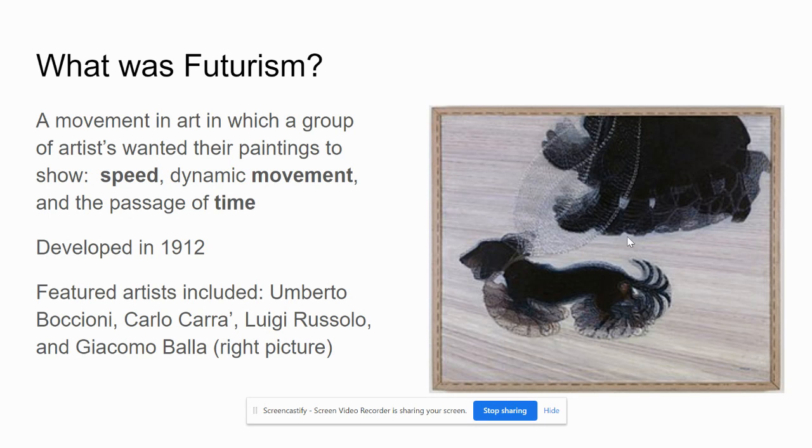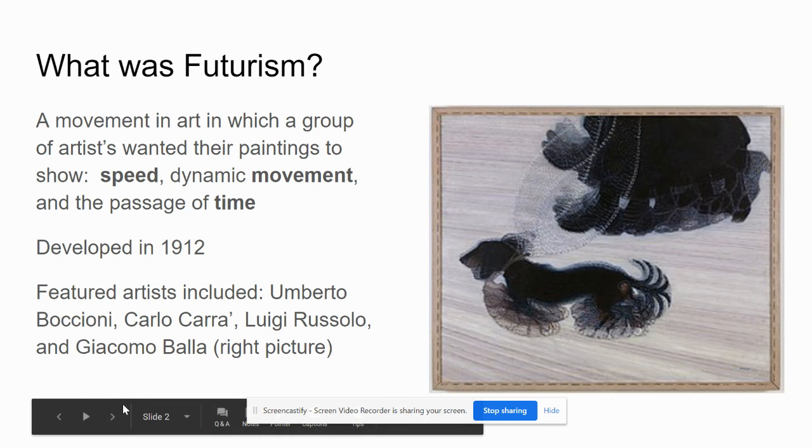You can see they put lines in the background to show almost this quickness to the photo, that these people are moving very quickly. If they wouldn't have added anything, if it would have just been plain in the background, it wouldn't have gotten that same sense of speed.